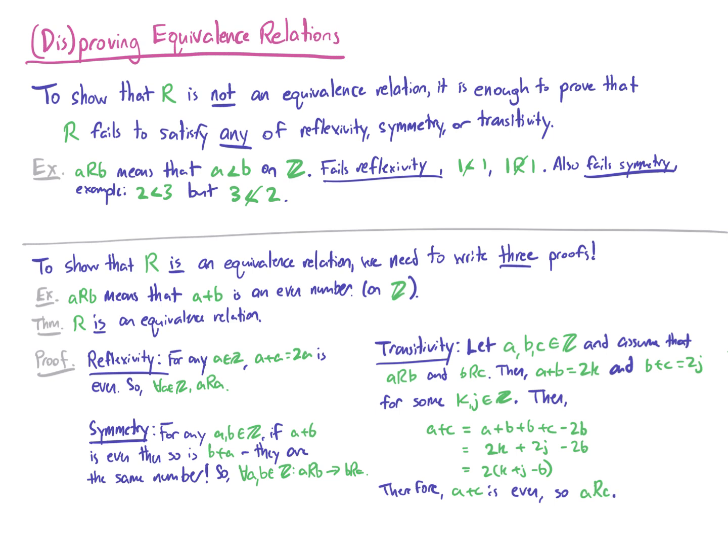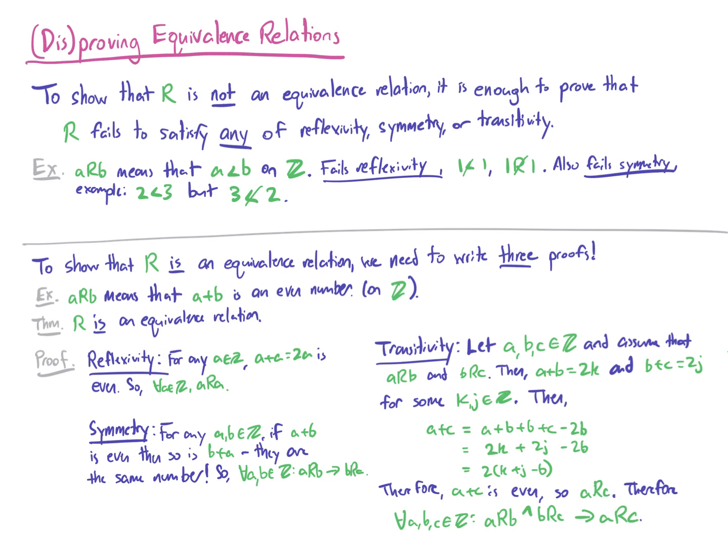So this was a direct proof. Since I didn't assume anything about a, b, and c, I just said they can be any integers. Therefore, I've shown the statement that I wanted to do here of transitivity, which is that for all a, b, and c in the set of integers Z, if a is related to b and b is related to c, then a is related to c.